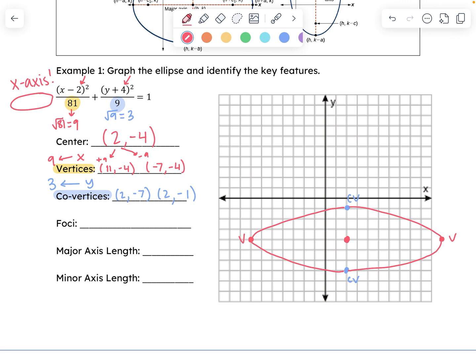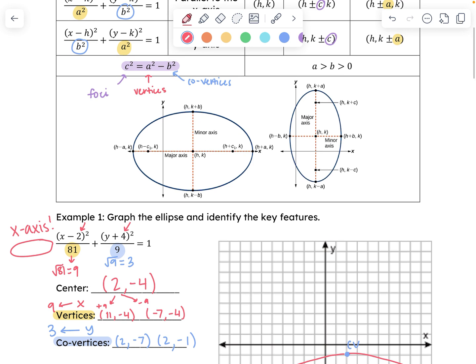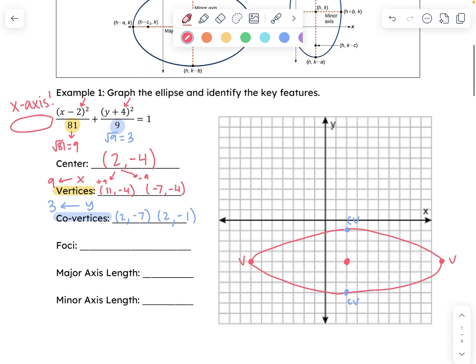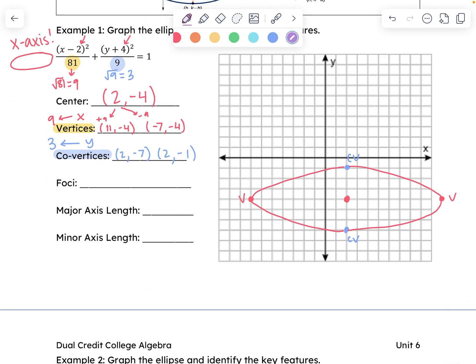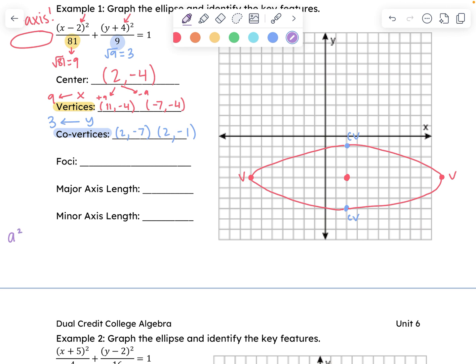Then the last thing we need is that foci part. And remember, that's this equation I have highlighted in purple up here: c squared equals a squared minus b squared. You may notice it's really similar to the Pythagorean theorem. It's just subtracting instead of adding. So a squared minus b squared equals c squared. And the nice thing is you already have them squared in your equation. So a squared is 81, b squared is 9. If I do 81 minus 9, that gets me 72.